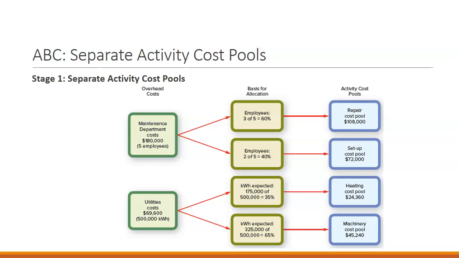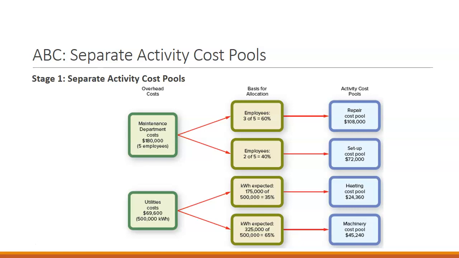Then we're going to separate them into activity cost pools. We've decided that repairs and setups apply to the maintenance department costs. 60% of our employees work on repairs, and 40% of those 5 employees work on machine setup, getting machines ready for work. So we take our total $180,000 in costs. We put 60% of it in our repair cost pool, and 40% of it in our setup cost pool.